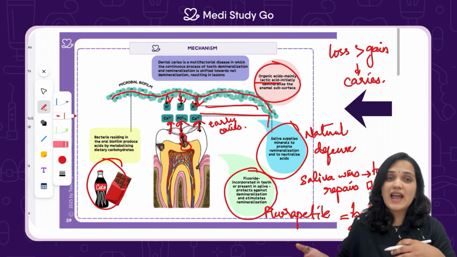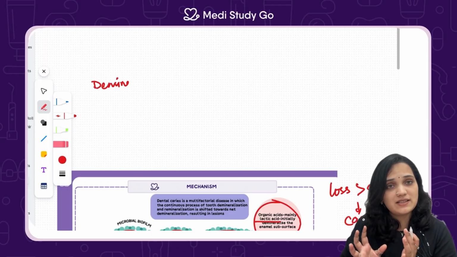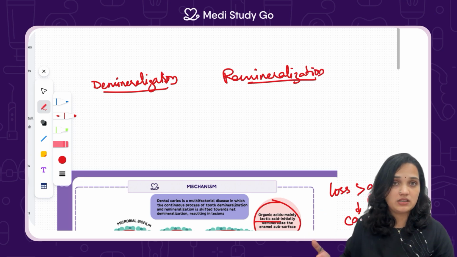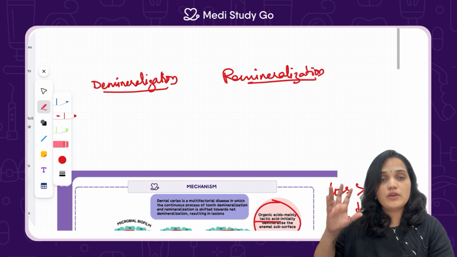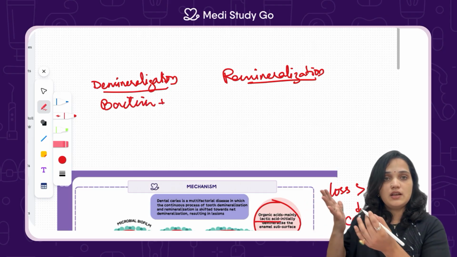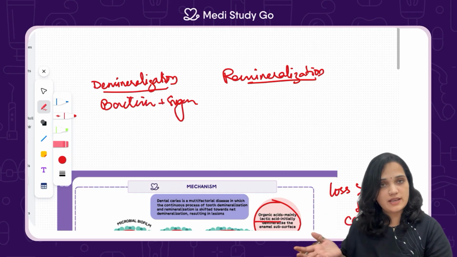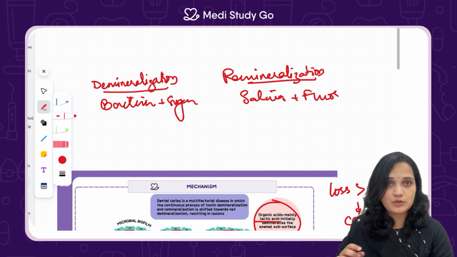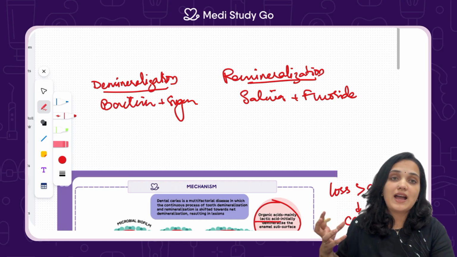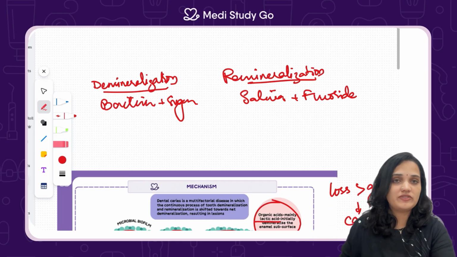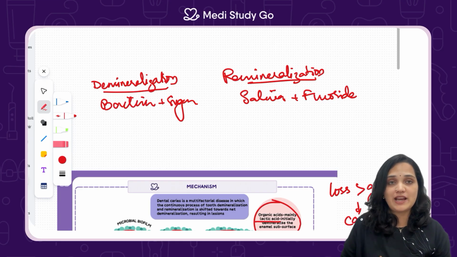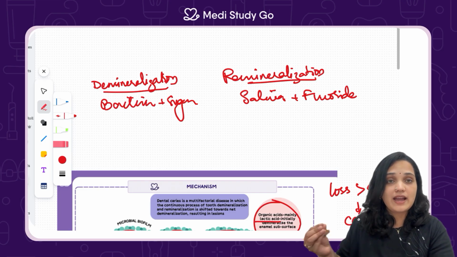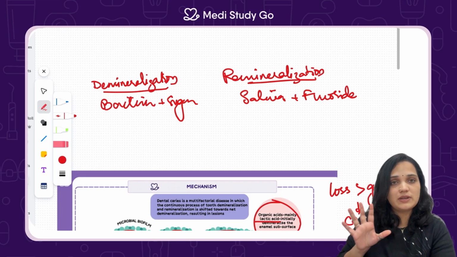Now, at every moment there is a balance. Demineralization and remineralization are both fighting here. In demineralization, we can see the bacteria and the sugar. In the same way, when we talk about remineralization, we can see our saliva and fluoride come to help. If the acid attacks are more frequent, like a lot of snacking or poor oral hygiene, then caries will happen. And if saliva and fluoride dominate, then the tooth remains healthy.